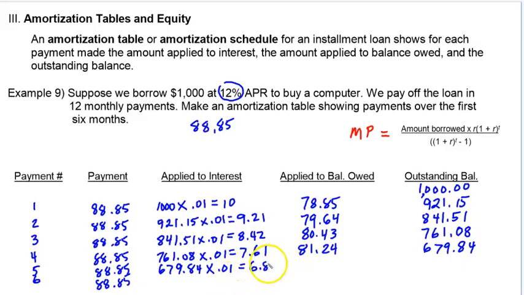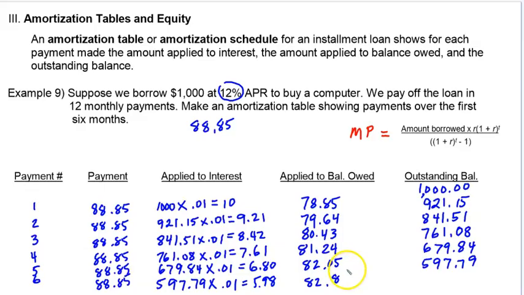That's $6.80. Subtract the interest applied from the payment amount, and that gives me $82.05. Notice I'm increasing as I go on. I'm increasing the amount that I get to deduct from the principal, and I'm paying less in interest. $597.79, and then one more times 1%. That's $5.98. Subtract it.